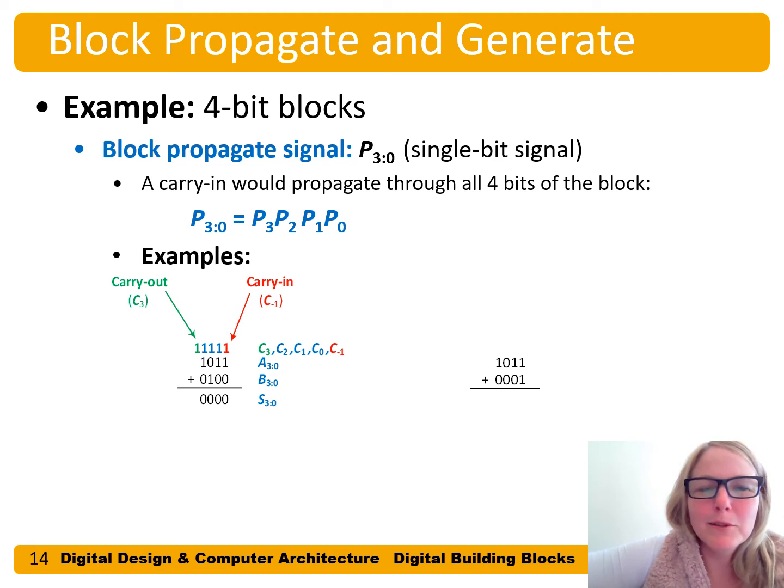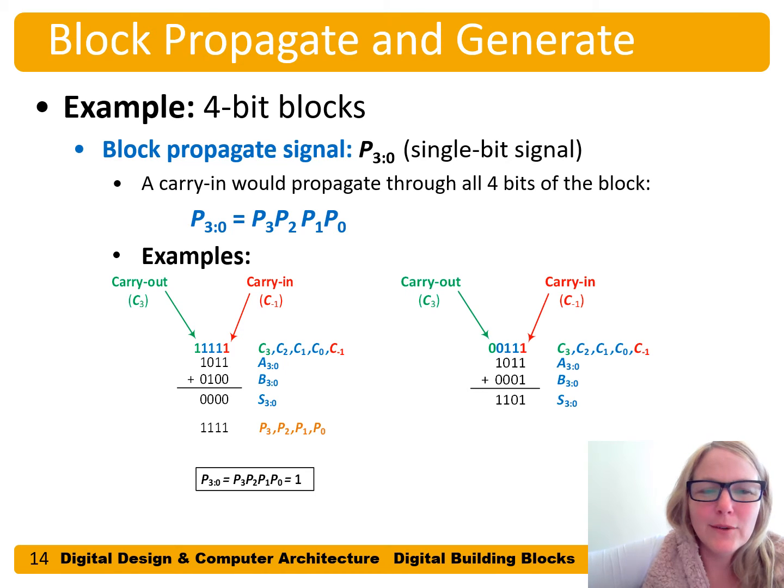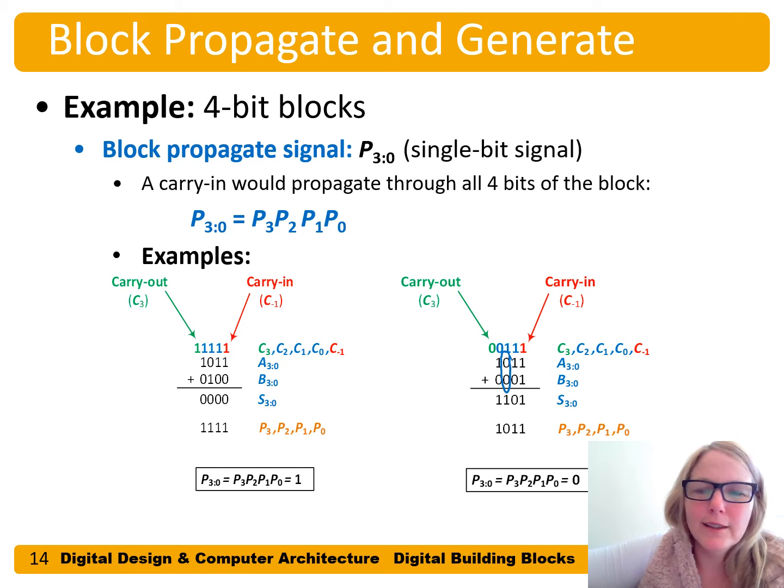Here's some examples similar to the ones that I just went over. That one would propagate and this one would not, because as we see, this column right here happened to be a similar one. It drops the ball and that carry in does not get propagated to the output.